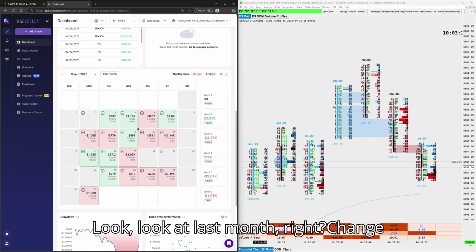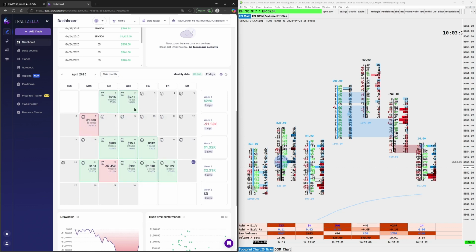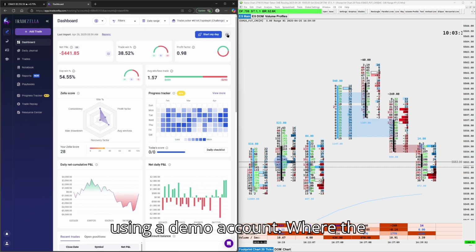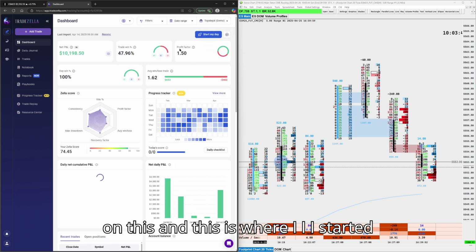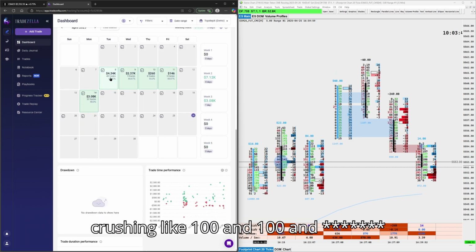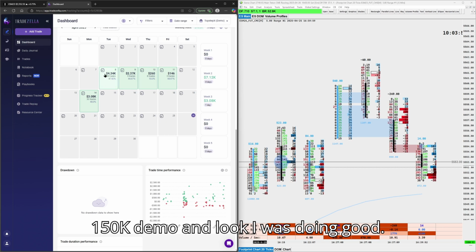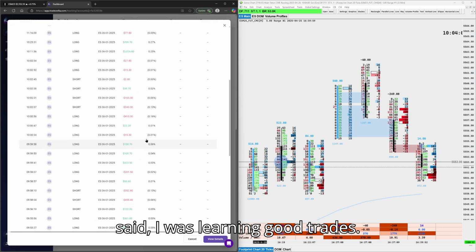Look at last month, right? Changed some stuff up, learned my stuff, and started doing good. And I was using a demo account. I was using a demo account on this, and this is where I started crushing it. A 150K demo, and look, I was doing good. I was taking a gang of trades, but like I said, I was learning good trades.